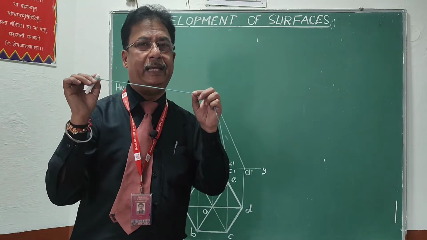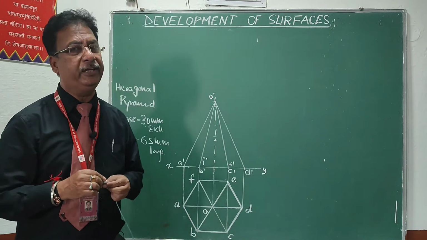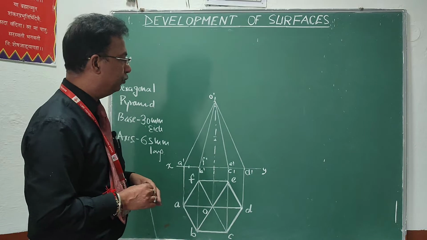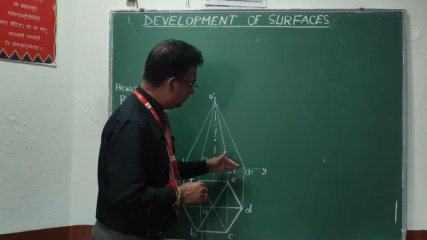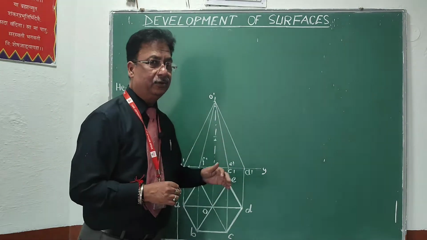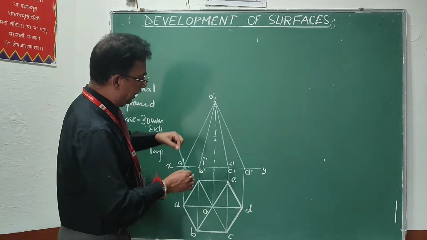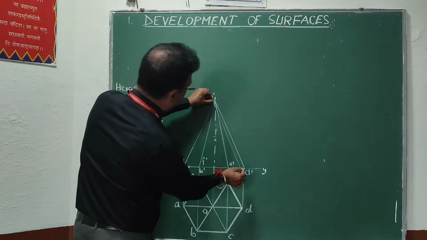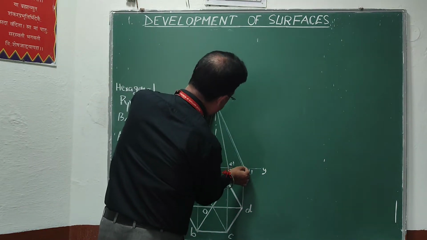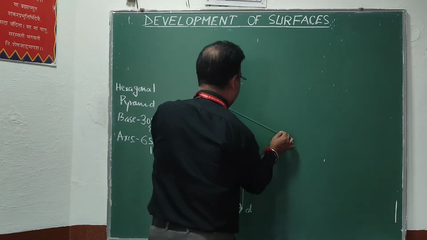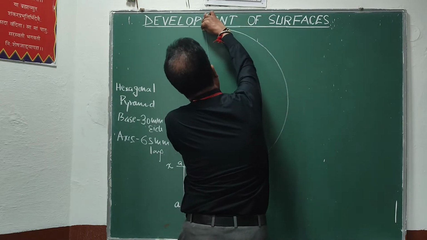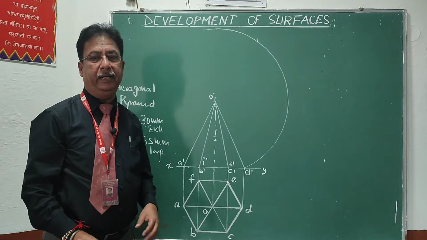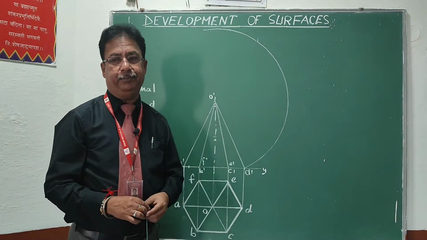So I can pick either length, O dash D dash or O dash A dash, and draw an arc. I am going to plot this touching this line. That's why I have started from the bottom and I am going to open it like this. I pick this length, O dash D dash, and with O dash as center I make an arc of this length. That is the opening of the development. I have just started from the same position.